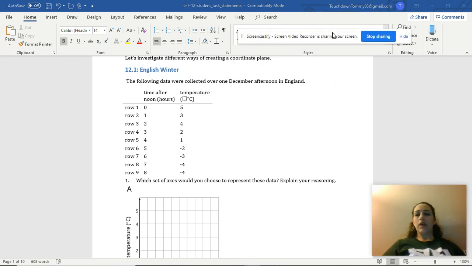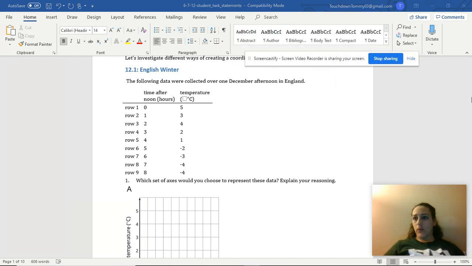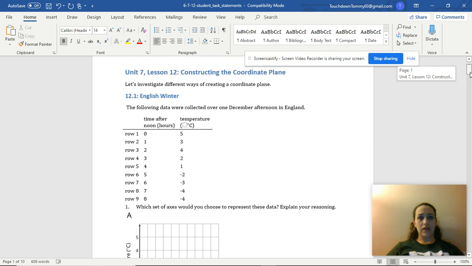So here we are at lesson 12. In this lesson, we've got a set of data, and we're going to look at which set of axes we would choose to represent the data in this table. So let's look at this. The following data were collected over one December afternoon in England. This data includes time in hours and temperature in degrees Celsius.